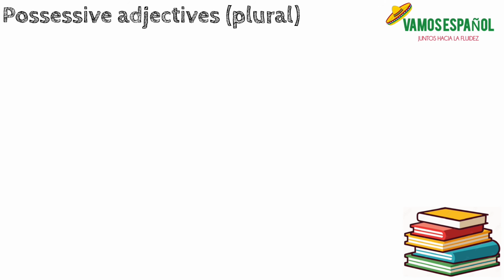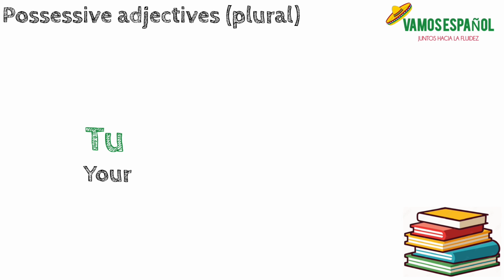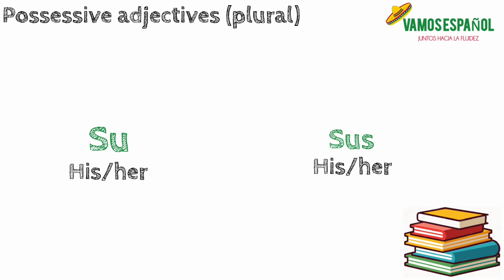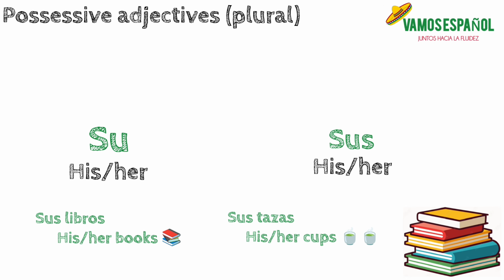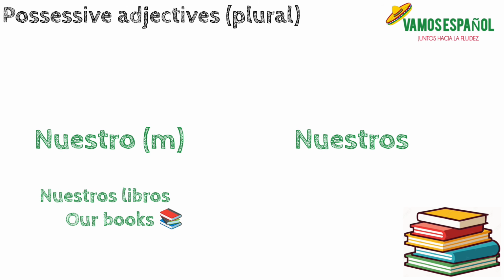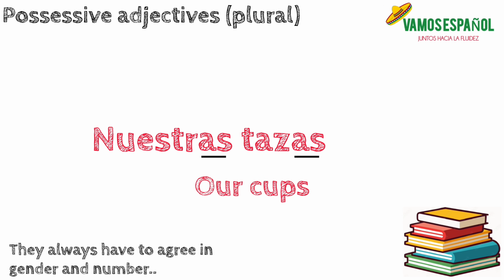Now for the possessive adjectives, mi turns to mis in mis libros, mis tazas. Tu turns to tus in tus libros, tus tazas. Su turns to sus in sus libros, sus tazas. And we have nuestro to nuestros in nuestros libros. But we don't say nuestros tazas. What we say is nuestras tazas, because nuestro and nuestra are the only gender fluid possessive adjectives that we have.